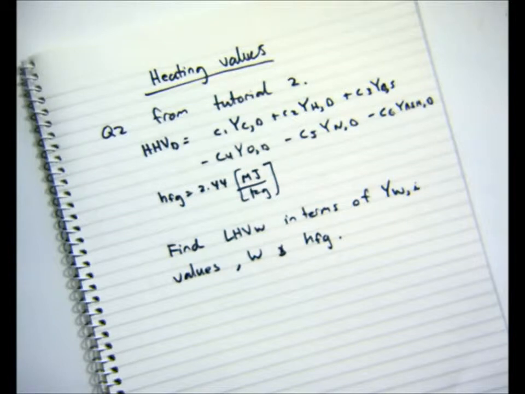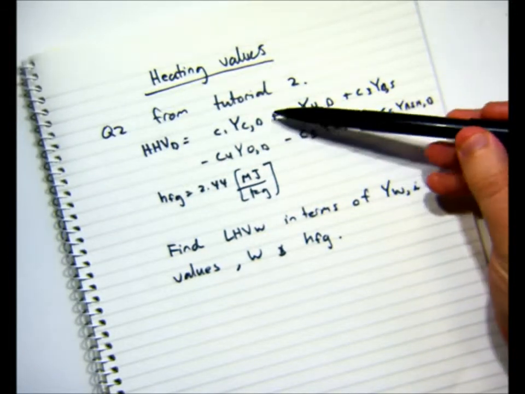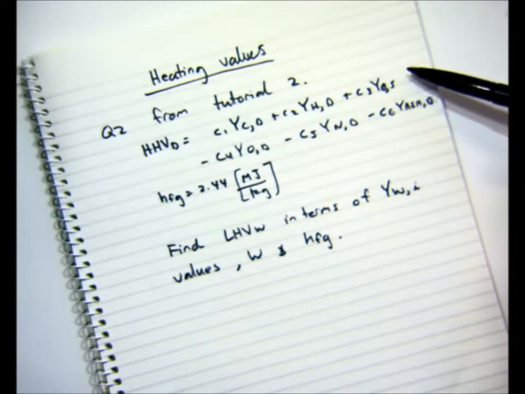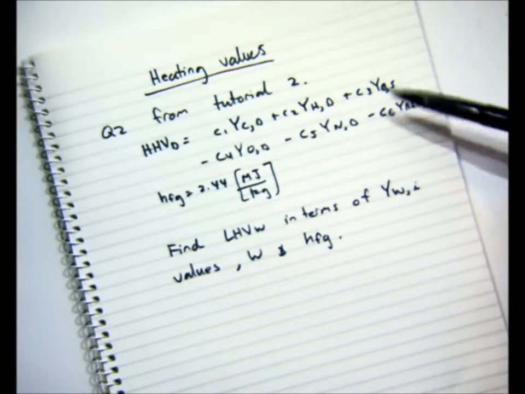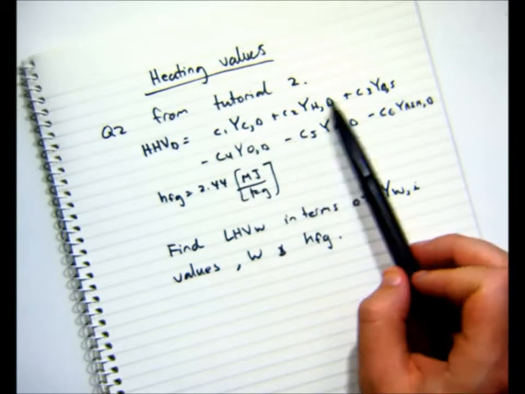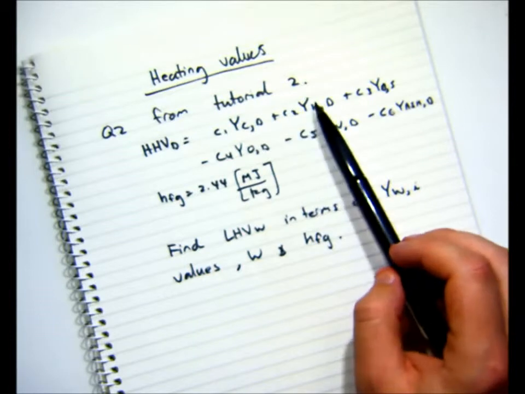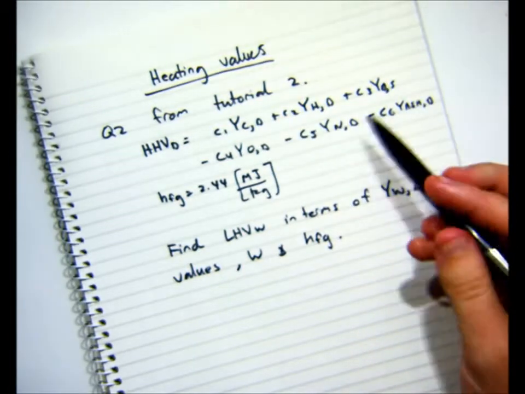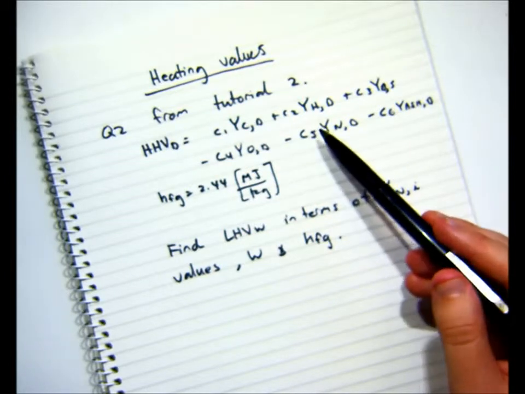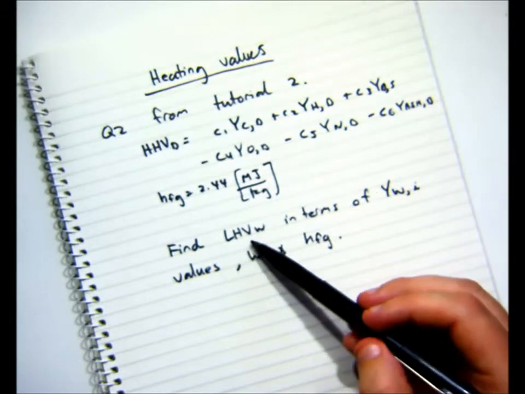Okay, so what the question is asking is, if you're given an expression for the higher heating value in a dry basis, which is this expression here, in terms of some numerical constants, C1, C2 values, and in terms of the mass fractions of the different elements on a dry basis, how would you go about converting that figure into one for the lower heating value on a wet basis?